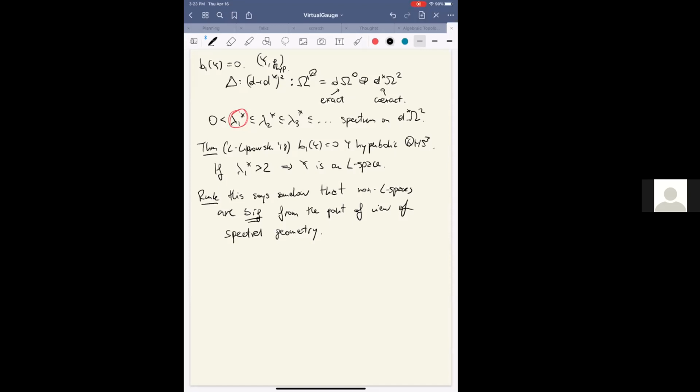And I think this theorem gives some kind of intuition behind that, at least from the point of view of spectral geometry. So it's some kind of quantitative sense in which non-L spaces are big in some sense. Okay, so this is how I think of this result.